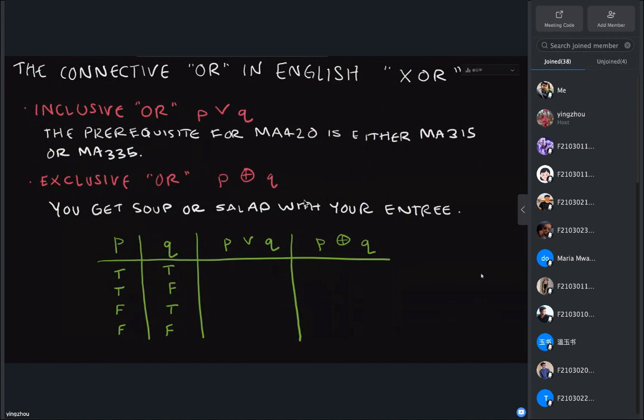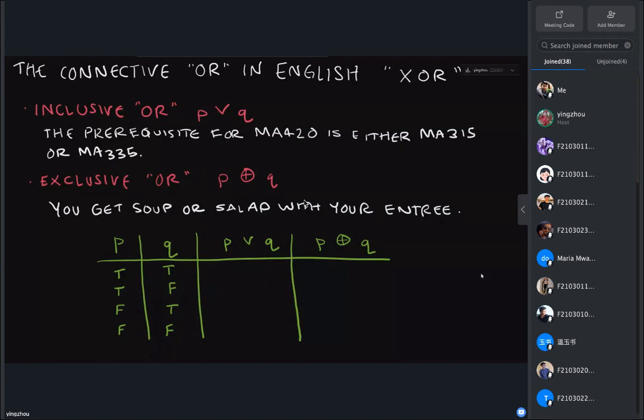The ORs can get a little bit tricky. Most of the time in mathematics, we're using the inclusive OR that we just talked about, the P or Q. For instance, the prerequisite for MA 420 is either MA 315 or MA 335. By that, I mean you could have passed MA 315, you could have passed MA 335, or you could have passed both of them and you can still get into MA 420. That's the inclusive OR, the one we use most often.